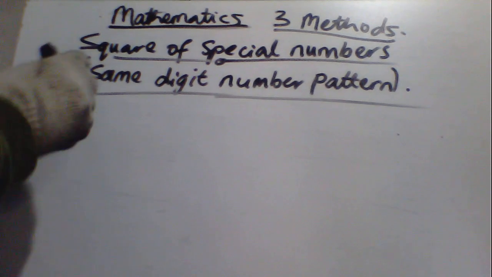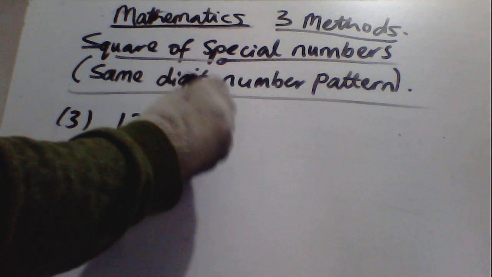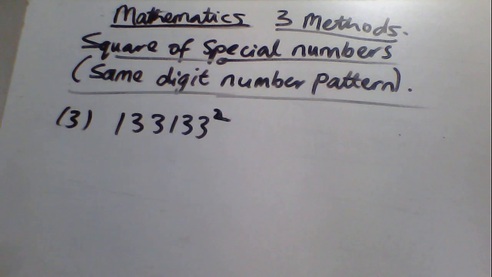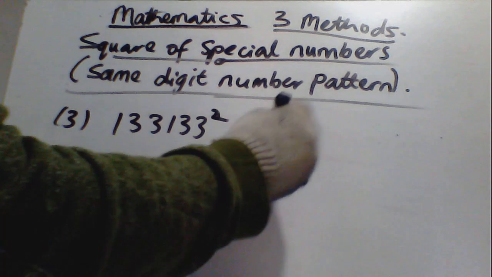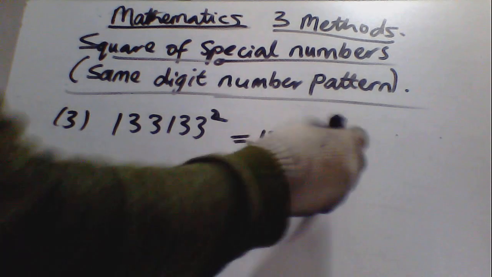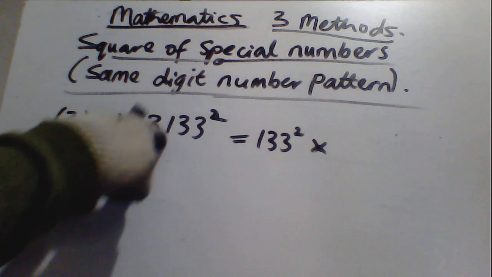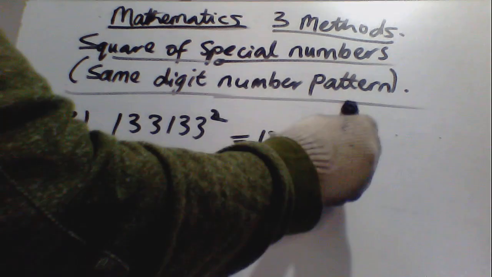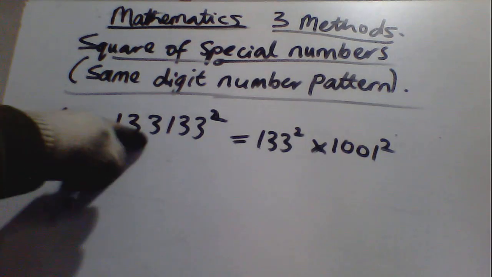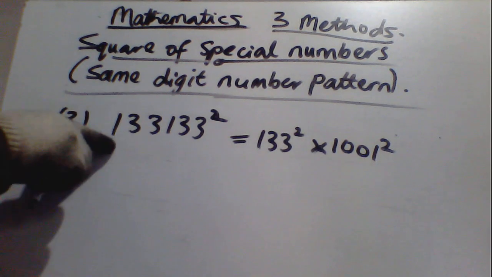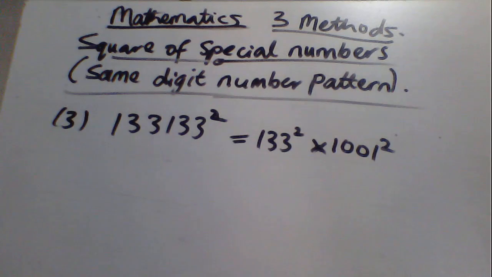So the third example, I have 133 squared. See it? They are the same pattern. 133 squared times this is 1 2 1 2. Before it repeats itself, 1 2. So it has 2 zeros. 1 0 0 1 squared. It occurs 2 after 1. It occurs 2 before it repeats itself. So 2 zeros.